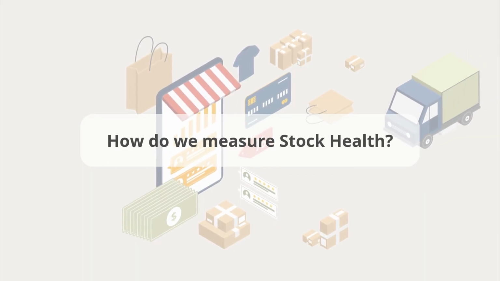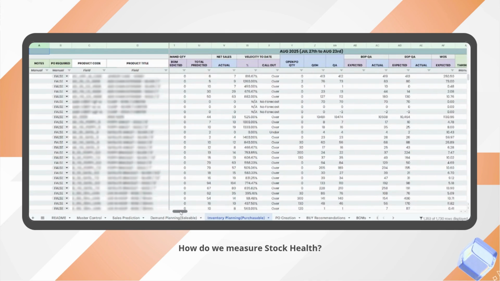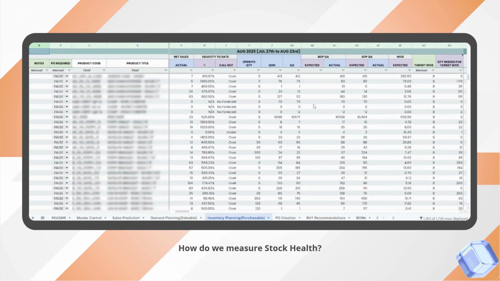How do we measure stock health? Inventory planning shows quantity on hand, open PO quantity, expected end of period inventory, and weeks of supply. Set any target WOS, and the sheet computes the quantity needed to meet it.